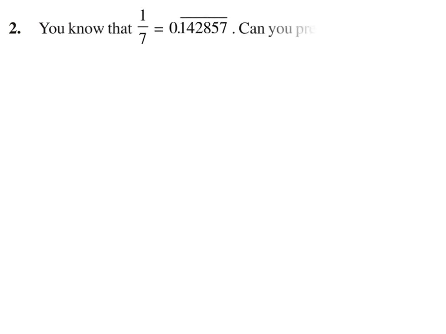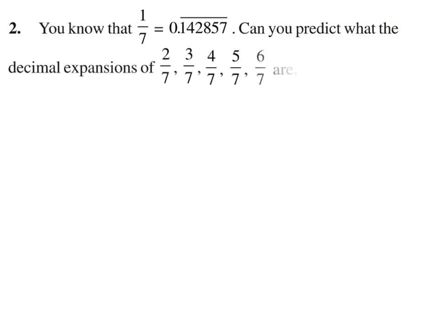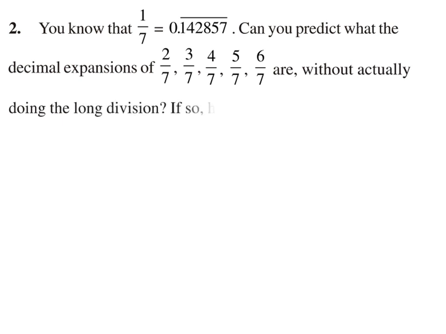Now second question of the exercise. Second question is, you know that 1 by 7 is equal to 0.142857 bar. Can you predict what will be the decimal expansion of 2 by 7, 3 by 7, 4 by 7, 5 by 7 and 6 by 7 without actually doing the long division method? If so, how? So we have to find and predict the decimal expansion.